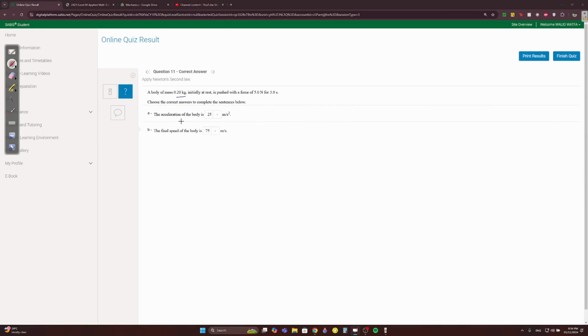Question 11. A body of mass 0.2 kilos, initially at rest, is pushed with a force of 5 newtons for 3 seconds. What is the acceleration? F is equal to ma, so acceleration is F over m. 5 divided by 0.2 is 25. The final speed of the body: if you're accelerating with 25 meters per second squared for 3 seconds, then v equals u plus at, but instead of u, it's starting at rest. Acceleration times time, 25 times 3 seconds, is 75. So easy.